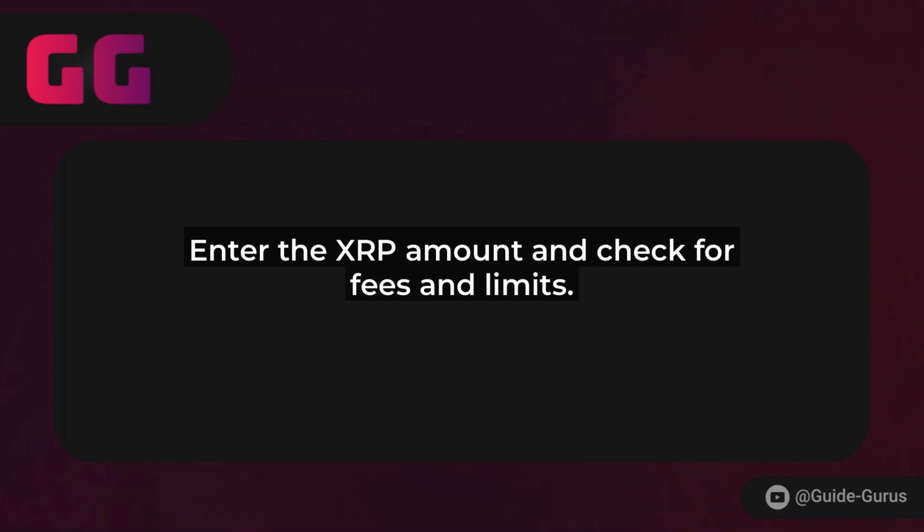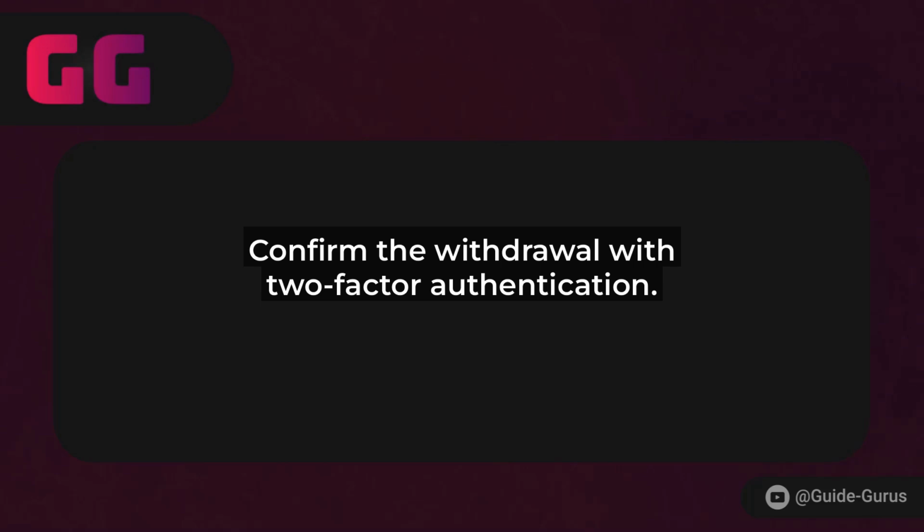Once everything looks good, hit Confirm, and you'll likely need to complete a two-factor authentication step for extra security. After that, sit tight. Withdrawals can take anywhere from a few minutes to an hour, depending on network congestion. Once it's done, log back into KuCoin and check your XRP balance to ensure the transfer was successful. If you run into any issues, both exchanges have support teams you can contact.